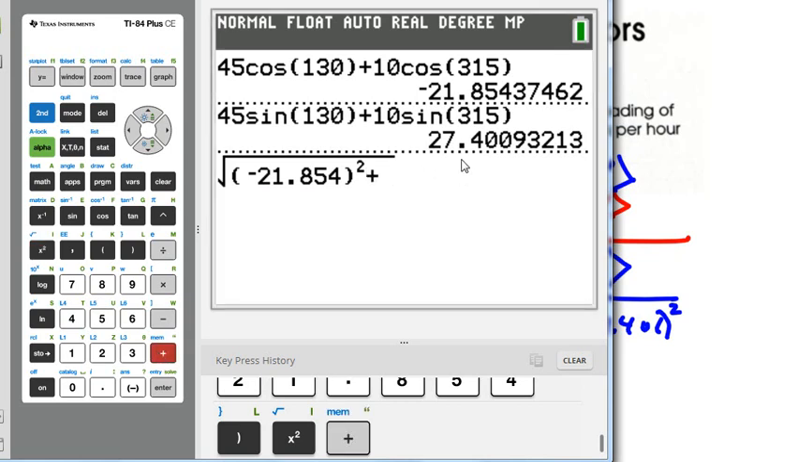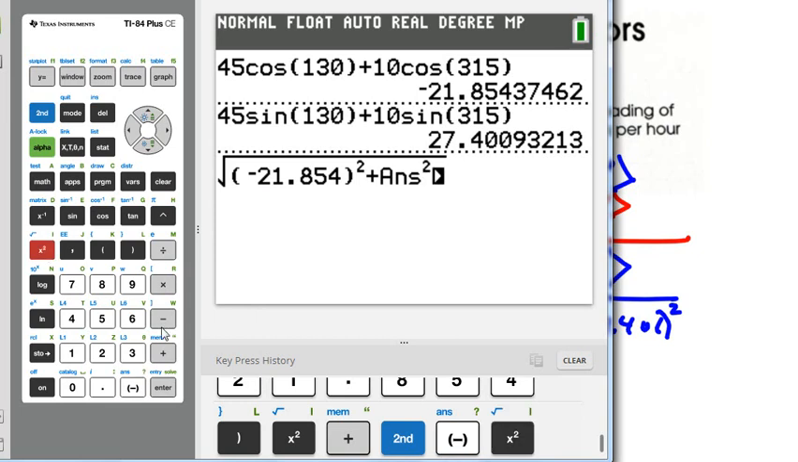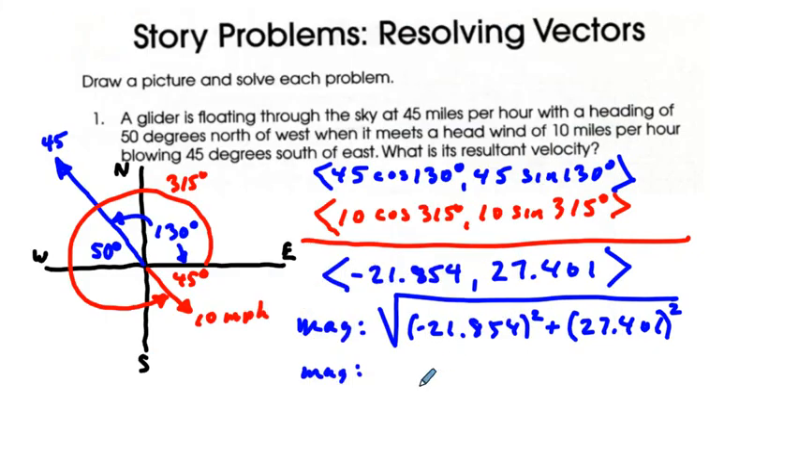Plus, and for the next one I'm going to use second answer, just because I have the last thing calculated. So I'm going to press second ANS and square that, and so we're going to have 35.049, so a little greater, 35.049 miles per hour.